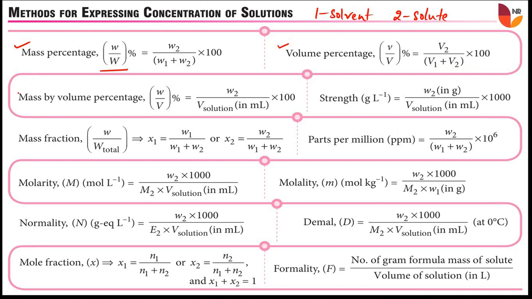And the next method is mass by volume percentage. Mass is W and volume is V. That is the mass of the solute divided by the volume of the solution in ml, into 100. So, weight of the solute divided by volume of the solution in milliliters, into 100.